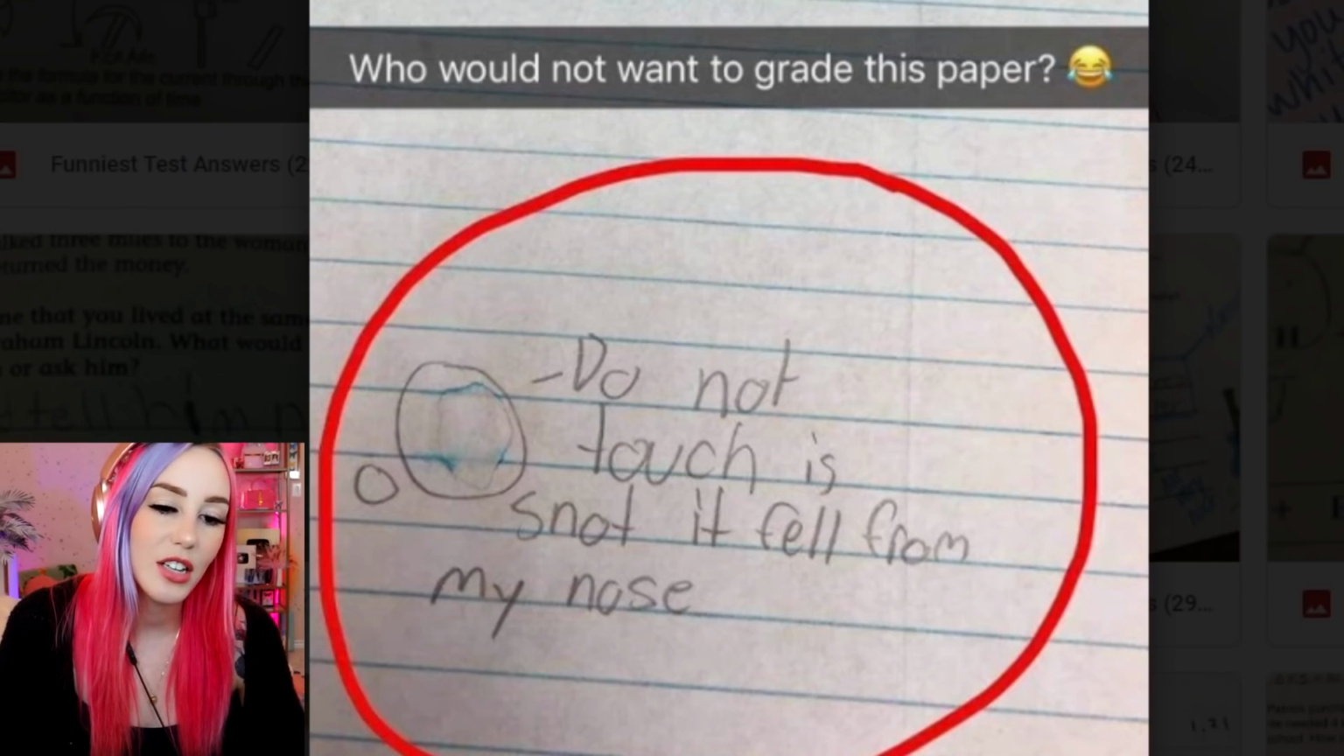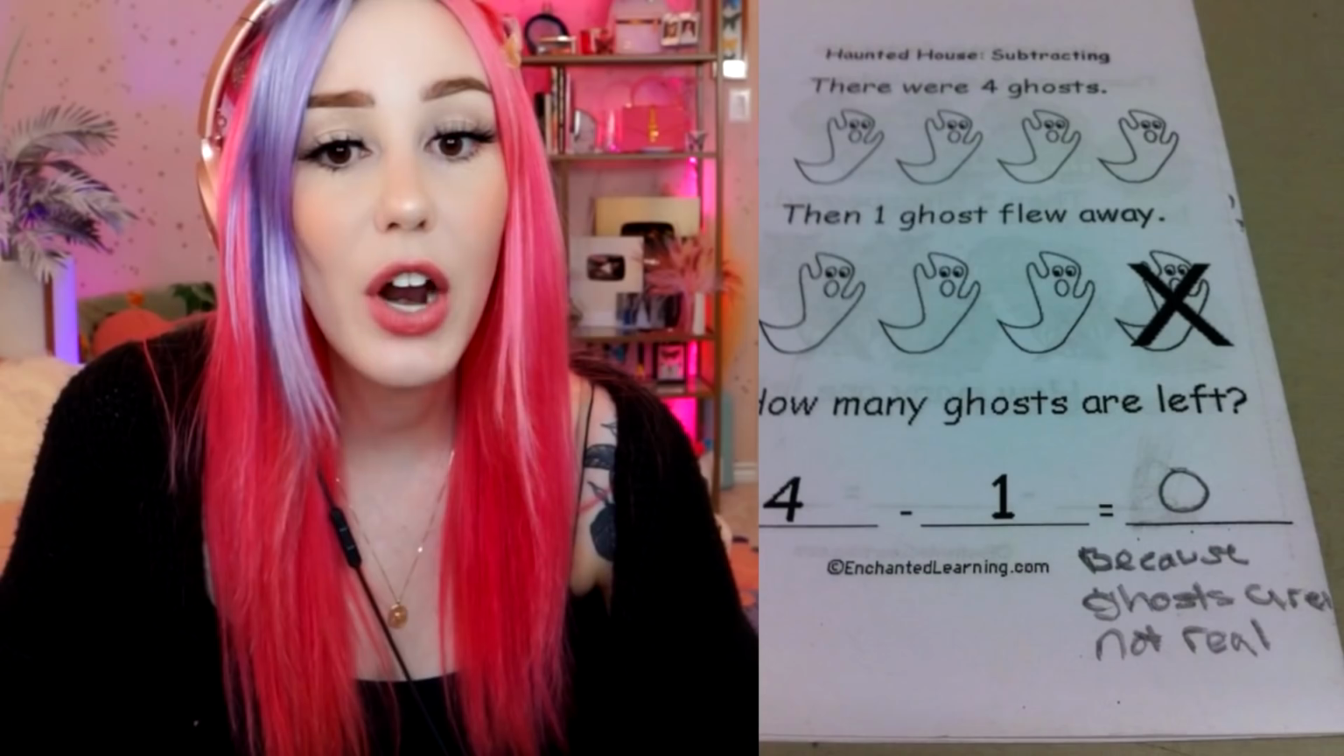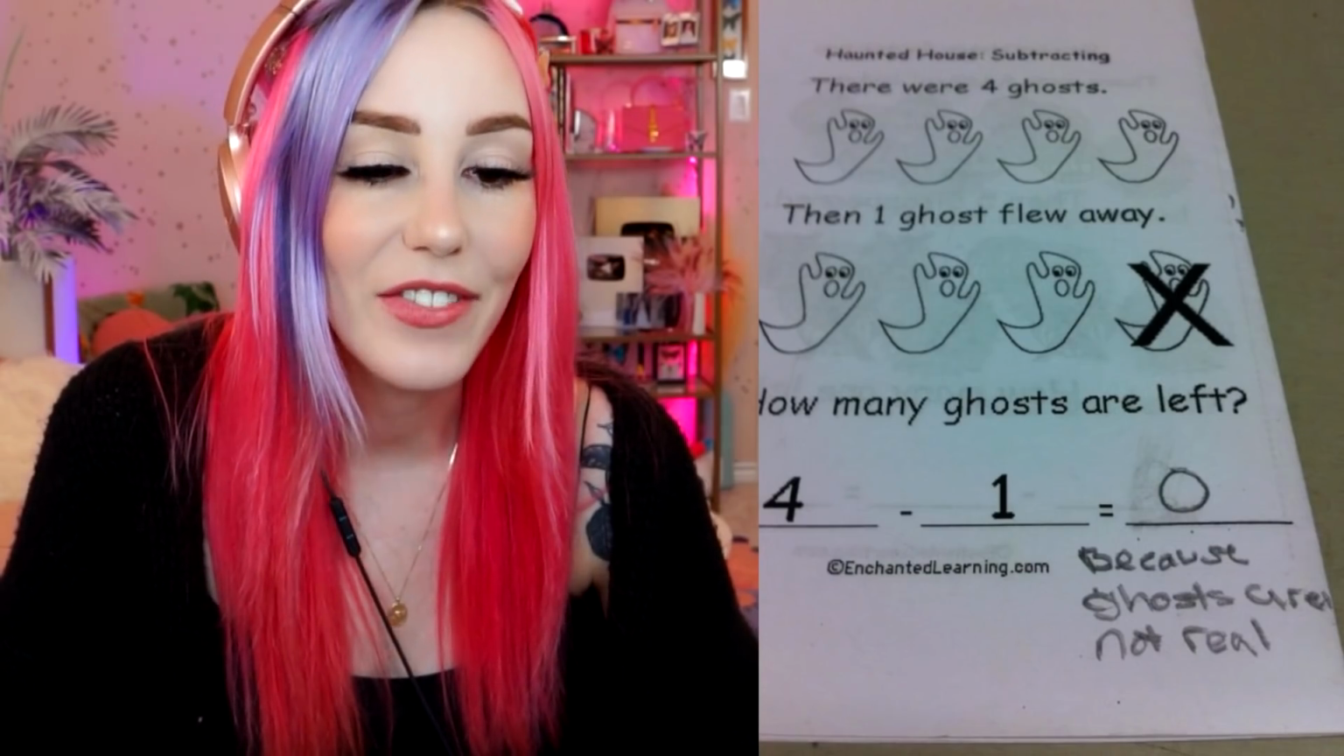Do not touch the snot, it fell from my nose. There are 4 ghosts. 1 flew away. How many are left? None, because ghosts are not real. I challenge this. Ghosts are definitely real. Do not mess with spirits.